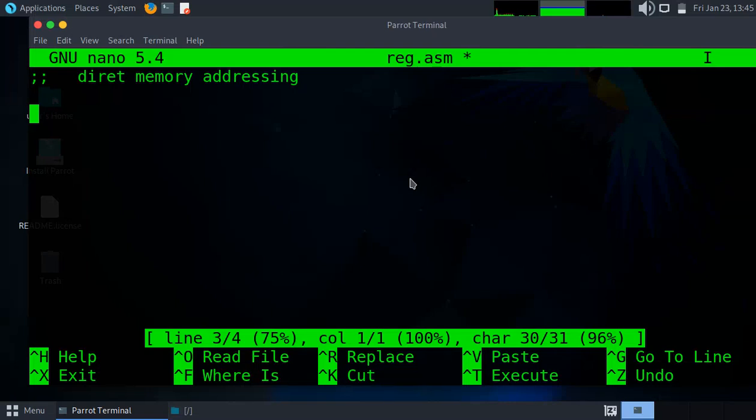Hello, in this part we are going to take a look at direct memory addressing. When operands are specified in memory addressing mode, direct access to main memory, usually to the data segment, is required. And this way of addressing results in slower processing of data.